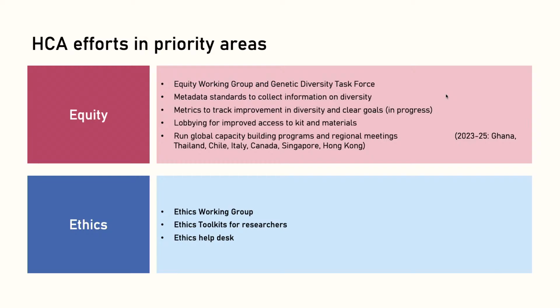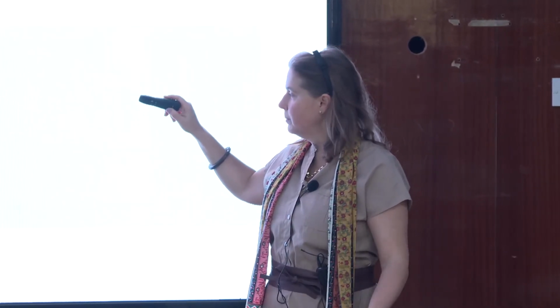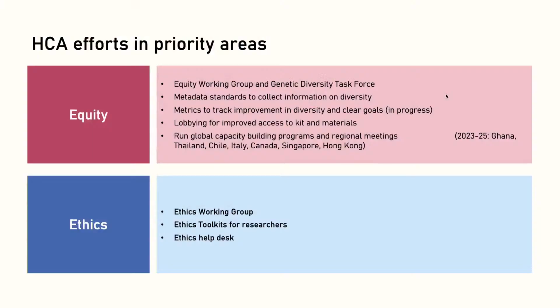In terms of these priority areas, what have we done? We formed working groups for both equity and ethics from the very early stages of the project to basically help us track metadata standards, metrics, running capacity building programs, and for the ethics, which is important because of course we're handling human tissue samples, we need to have the correct kind of legal ethics and governance framework, and we provide toolkits for researchers for the patient information sheets and consent and so on.